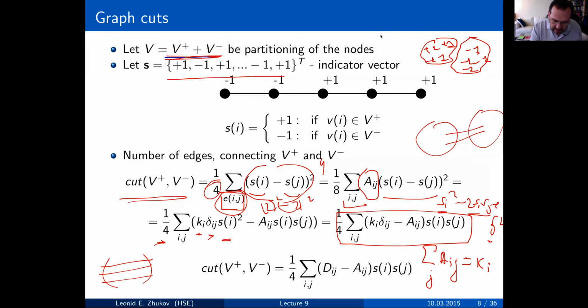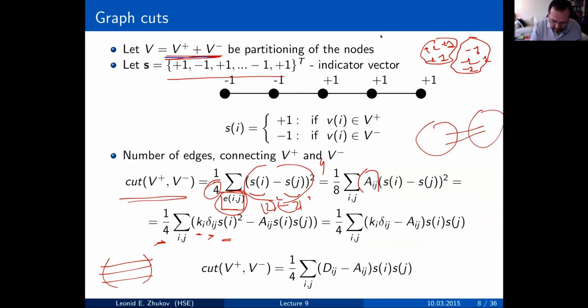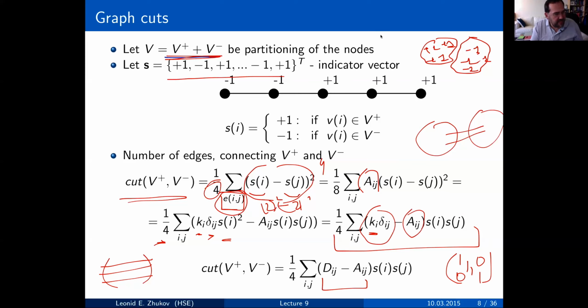All right, let me clean this up. Okay. All right. So this is what we have. And Aij is the adjacency matrix. Delta ij is the Kronecker delta symbol, but it's also a diagonal matrix, right? It's a diagonal matrix of ones. Well, because it is zero everywhere except for the diagonal. And times ki, it means we'll just scale the diagonal. So this is a matrix, and this is a matrix. Ki times delta ij is usually called D capital ij. It's a diagonal matrix of node degrees.